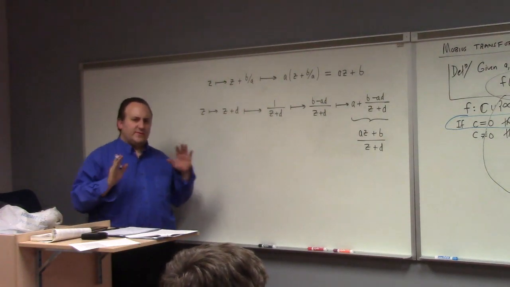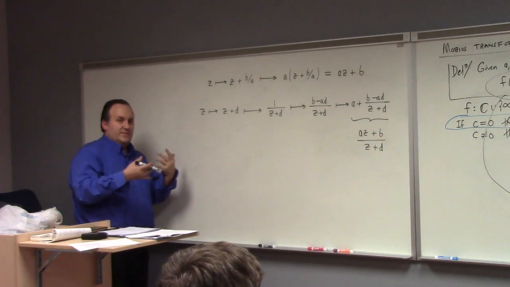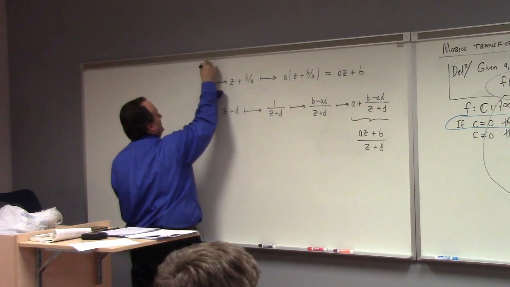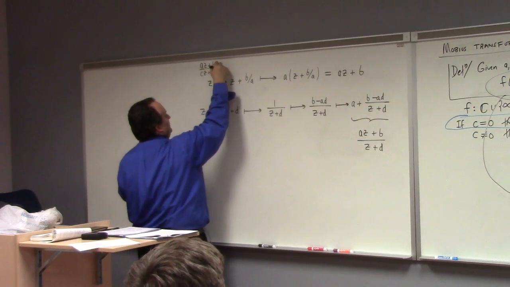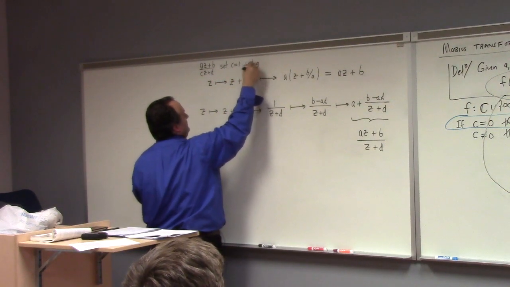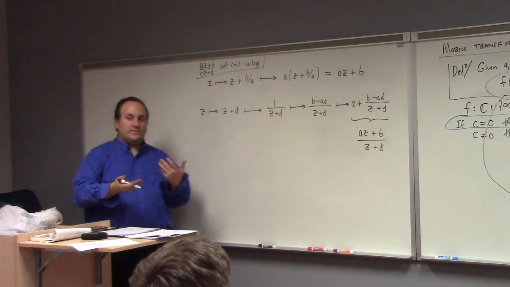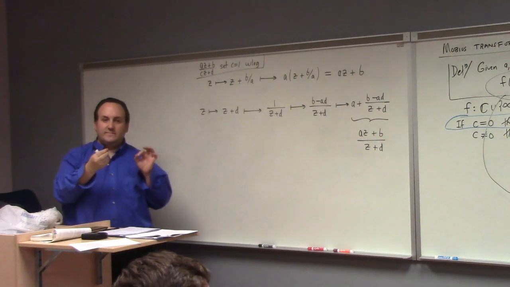So what am I doing? Let me try to explain the logic of why this is what we're doing. It's interesting. First of all, start out with AZ plus B over CZ plus D. We can set C equal to 1 without loss of generality. Why is that? Because if C is not equal to 0, we can divide by C, and we can force the coefficient of Z to be 1.